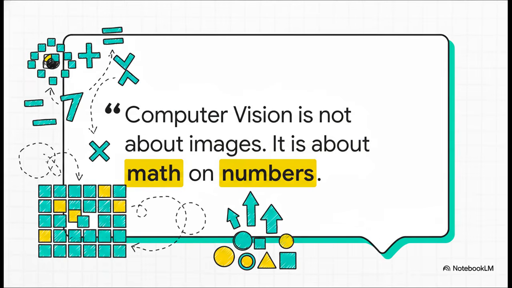And that leaves us with this final, really powerful thought. Computer vision, when you get right down to it, isn't really about images in the way that we think about them. It's about performing incredibly clever mathematics on massive grids of numbers. And that just makes you wonder, what can we make those numbers do next?